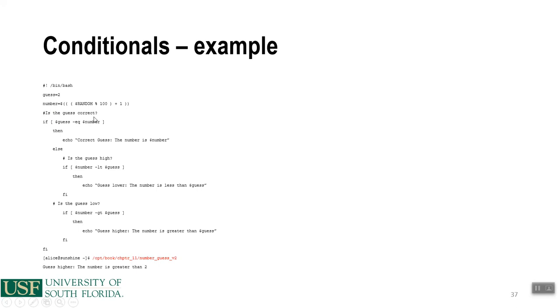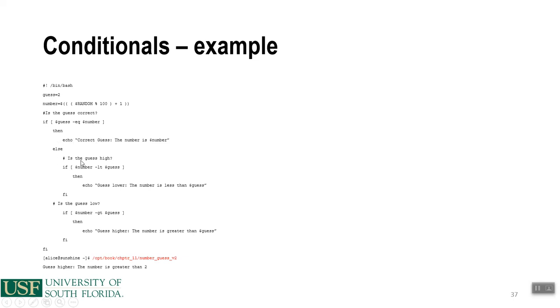So we're going to be trying to guess if the number is correct. If the guess, which is number 2, is equal to the number which has been randomly generated, then we're going to print out correct guess. The number is, then you print out the particular number. And since it's in double quotes, that exact number will be printed out.